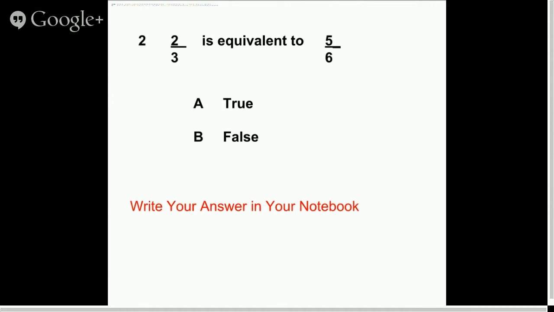Do the same thing with these two fractions. Go ahead and pause it. Okay, the correct answer is false. 2 times 6 is 12. 3 times 5 is 15. They are not equivalent.